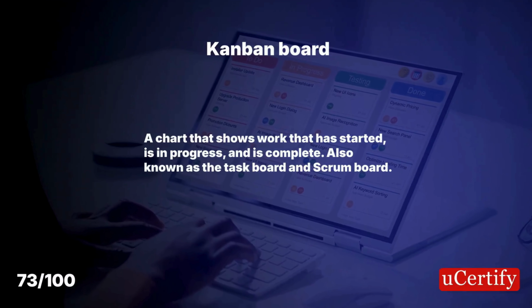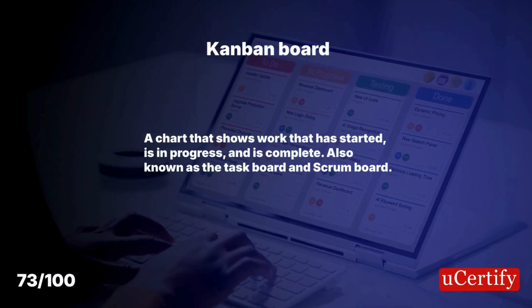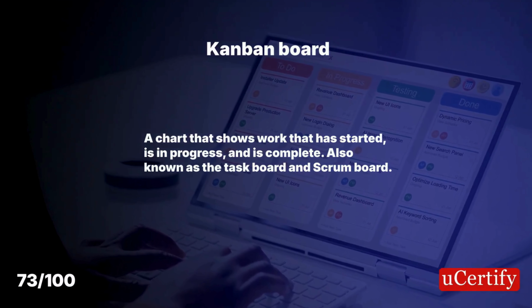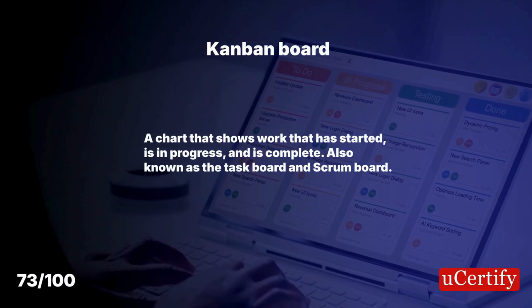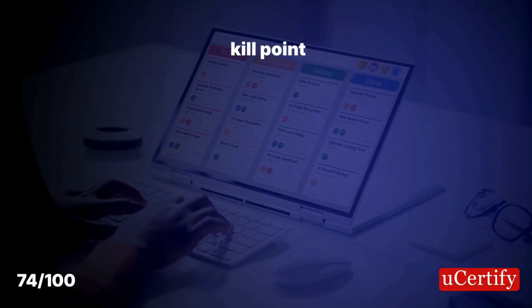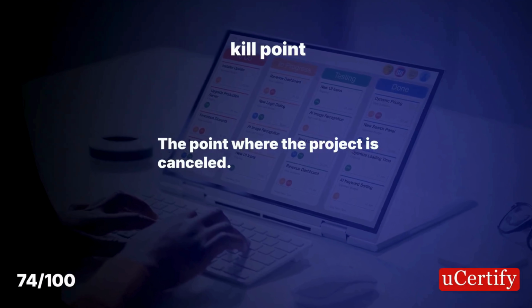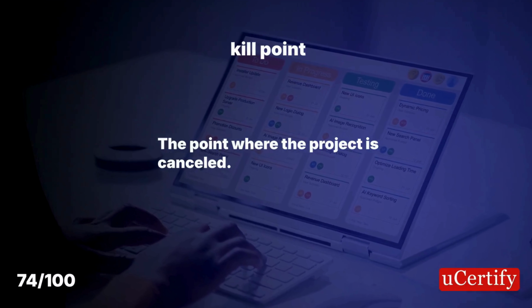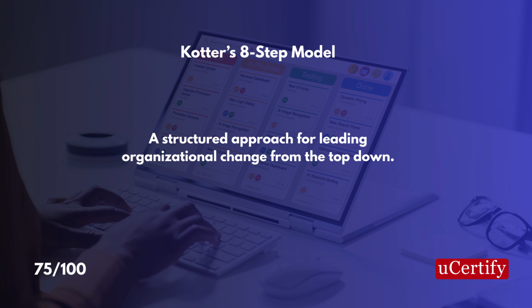Term: Kanban board. Definition: a chart that shows work that has started, is in progress, and is complete, also known as the task board and Scrum board. Term: kill point. Definition: the point where the project is canceled. Term: Kotter's 8-step model. Definition: a top-down organizational change management approach.